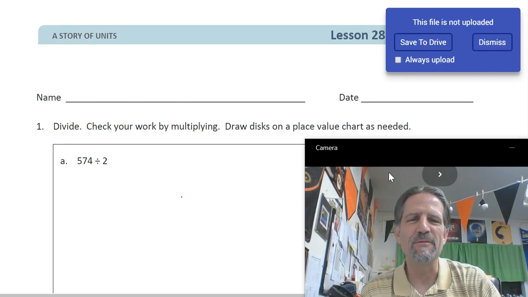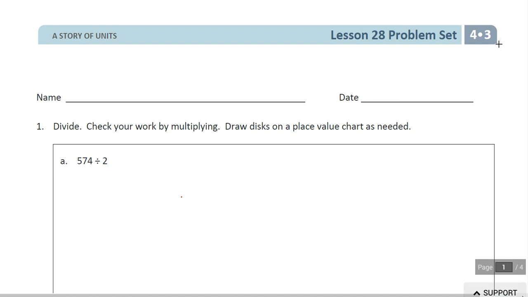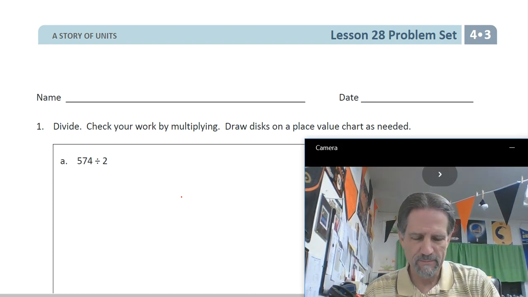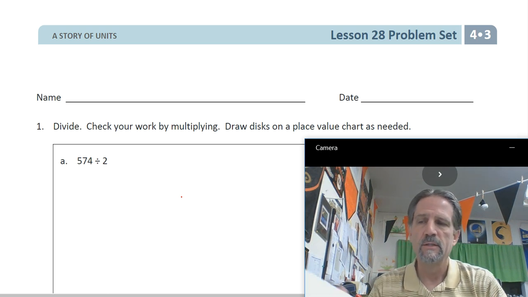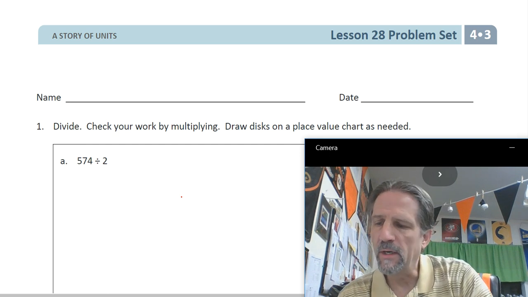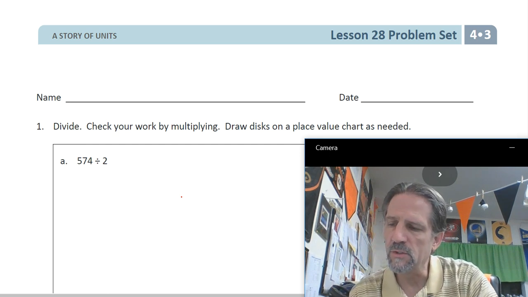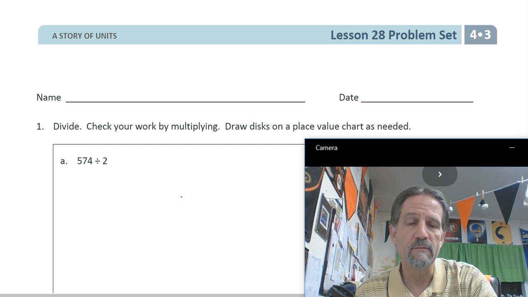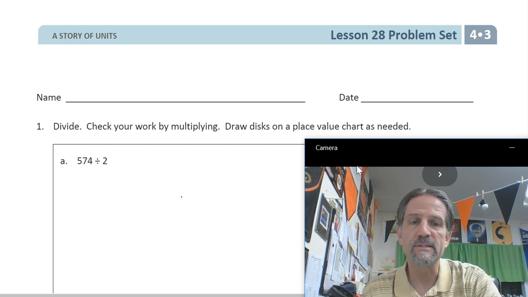Alrighty, let's get started with Module 3, Lesson 28, the problem set. In this lesson, we are going to be representing and solving three-digit dividend division with divisors of 2, 3, 4, and 5 numerically. So basically, we're dividing by the single digits 2, 3, 4, and 5. All right, let's get started.